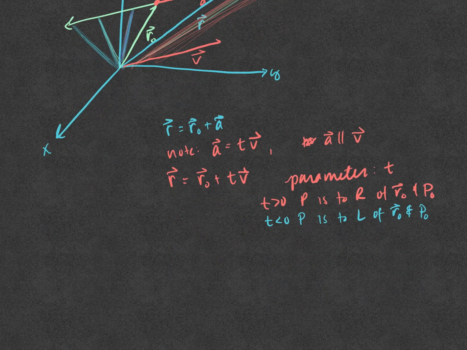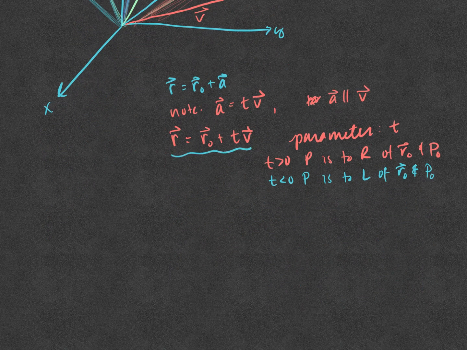So we're going to take this equation here. This is our beautiful equation of our line, and we're going to make a note of this. So this is our big note here. Note: r equals the vector r sub 0 plus t times some vector v.